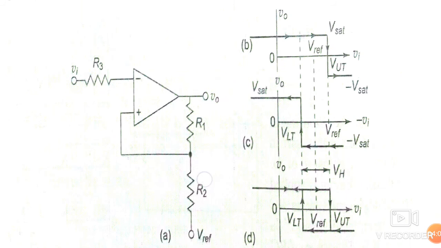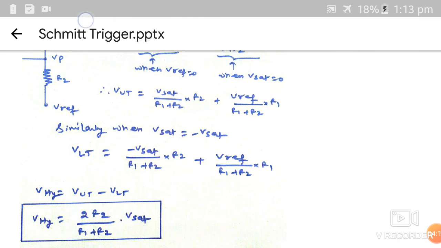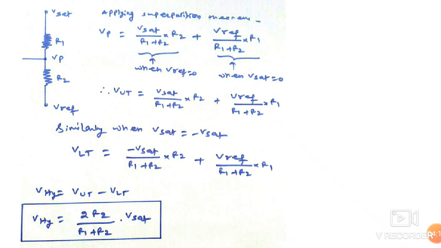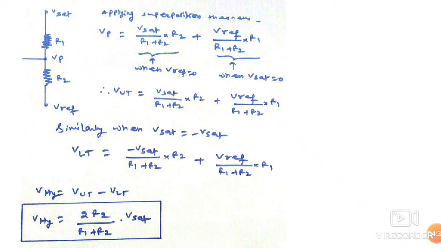So I have redrawn it separately to calculate the potential of this point Vp. This was Vsat in case of positive voltage output. This was V reference. So we can calculate using the superposition theorem. Vp is equal to plus Vsat into R2 upon R1 plus R2, killing V reference, plus V reference divided by R1 plus R2 into R1, when Vsat is 0, that is killing Vsat. So we can calculate this potential Vp.